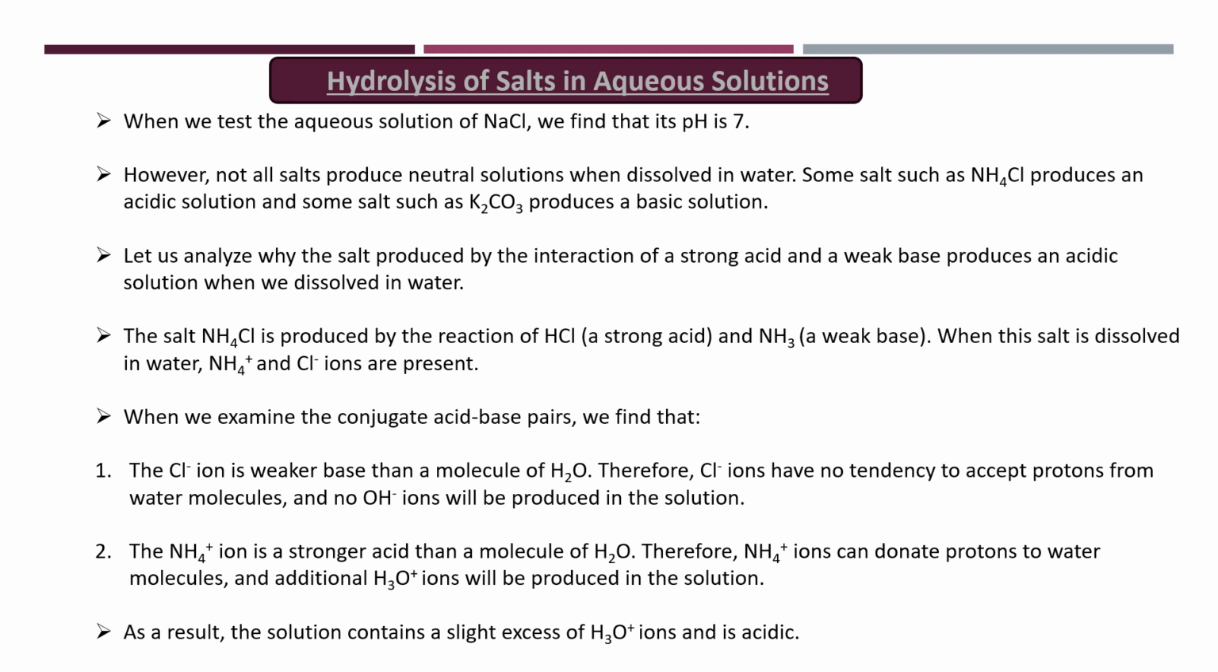When we examine the conjugate acid-base pairs, we find that the chloride ion is a weaker base than a molecule of H2O. Therefore, chloride ions have no tendency to accept protons from water molecules, and no hydroxide ions will be produced in the solution. The NH4 plus ion is a stronger acid than a molecule of H2O. Therefore, NH4 plus ions can donate protons to water molecules, and additional hydronium ions will be produced in the solution. As a result, the solution contains a slight excess of H3O plus ions and is acidic.